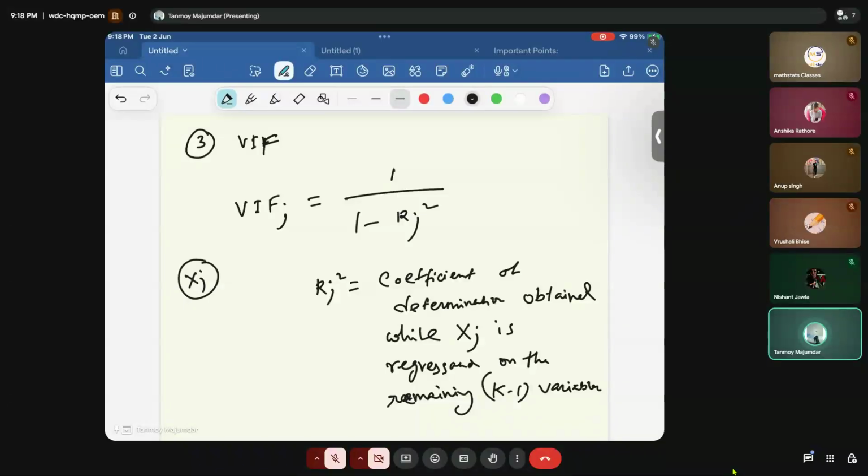How is r square calculated? Sum of squares of error divided by sum of squares of total. This is how we calculate the rj square and use it to find the variance inflation factor.